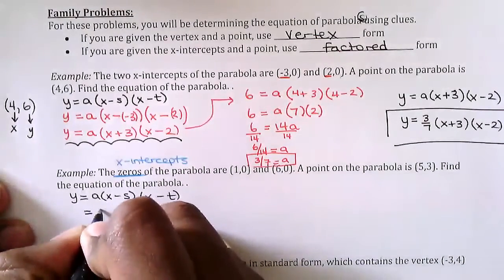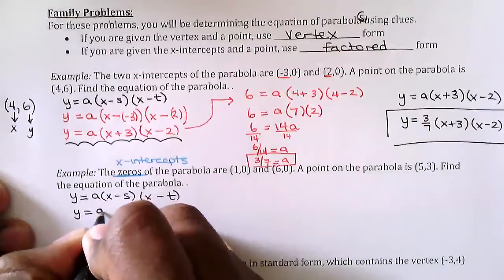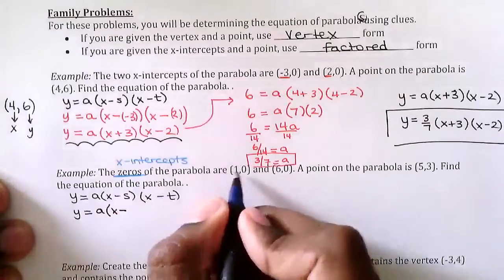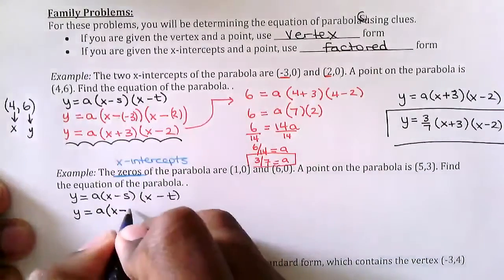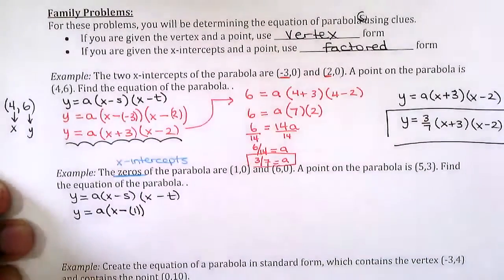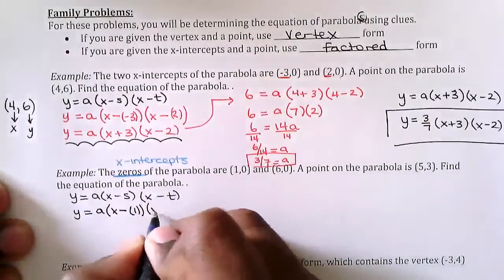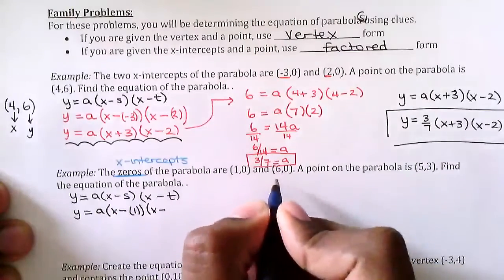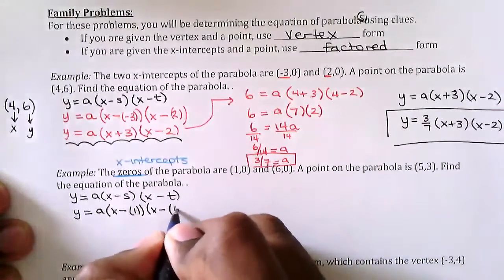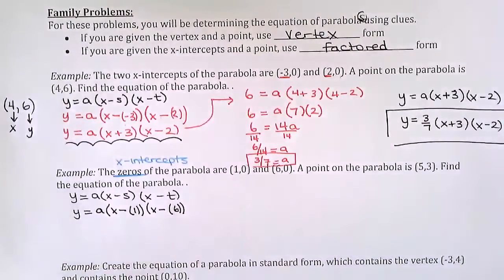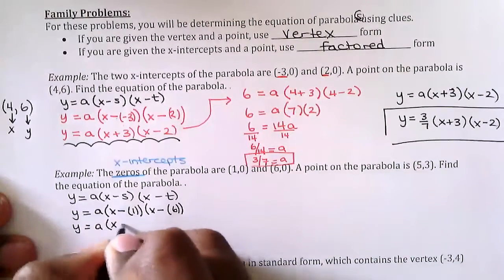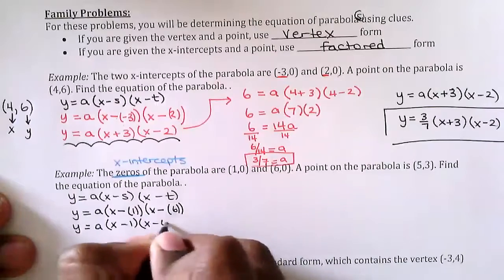So here we have y, which we don't know yet, a, we don't know yet, x, don't forget to copy down the minus and then put the value in, so x minus 1. And here we have x minus, again, copy the negative and then put the value of t in, 6. So this essentially simplifies to give us x minus 1 and x minus 6.